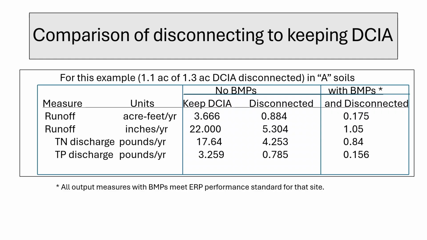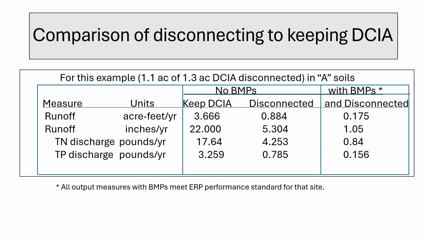Looking at the numbers, when you keep the DCIA connected with no BMPs at all, you are generating 3.666 acre-feet of runoff per year, which works out to 22 inches annually. That comes with 17.64 pounds per year of total nitrogen and 3.259 pounds per year of total phosphorus discharging from the site. Those are significant loads.